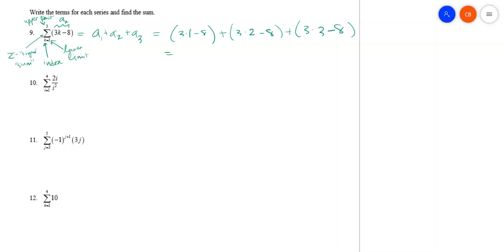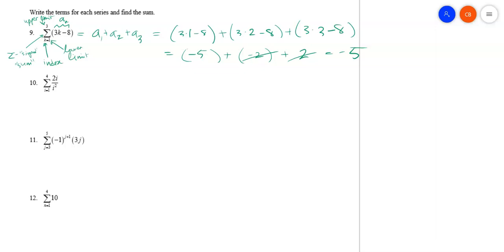So the first one, 3 minus 8 is negative 5. And then 6 minus 8 is negative 2. So we're adding these up. And then 3 times 3 is 9, minus 8 is going to be positive 2. And so we're adding 2 to that one. Negative 2 and positive 2, they just cancel, so it just becomes negative 5. And so that is how the series is going to work.